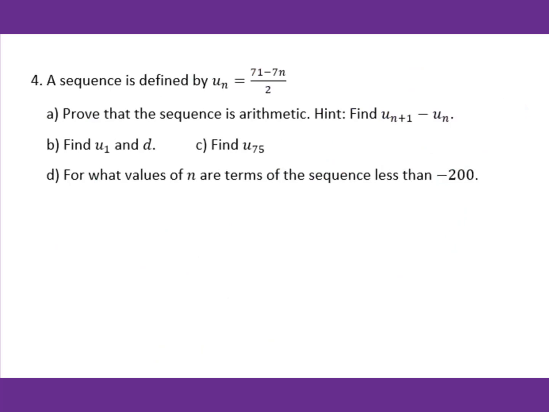For number 4, a sequence is defined by U sub n equals 71 minus 7n over 2. Prove that the sequence is an arithmetic sequence. They give you the hint U sub n plus 1 minus U sub n. That means the next term minus U sub n. Or you can use U sub n minus the previous term. We are going to use this one.